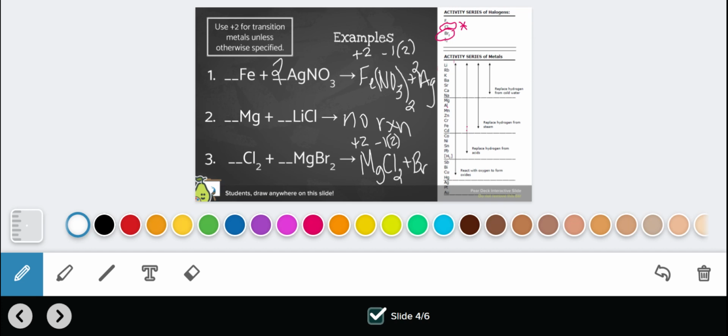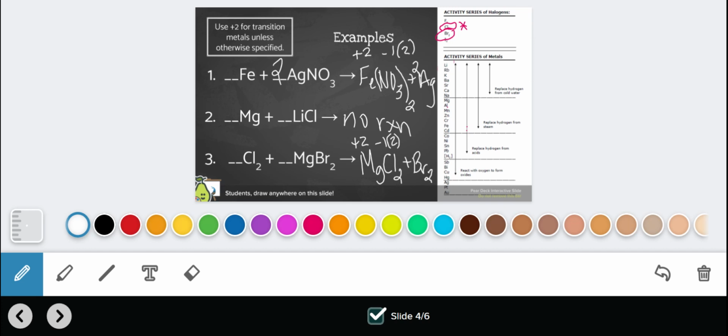Now, when we have a single element here by itself, such as bromine, we have to ask ourselves the question, is it diatomic? Remember, your only diatomic elements are nonmetals, so you don't really have to ask yourself the question as in number 1, because silver was a metal. But when it's a nonmetal, you do. And so bromine is one of our 7 diatomic elements, and so we'd have to have a subscript 2.